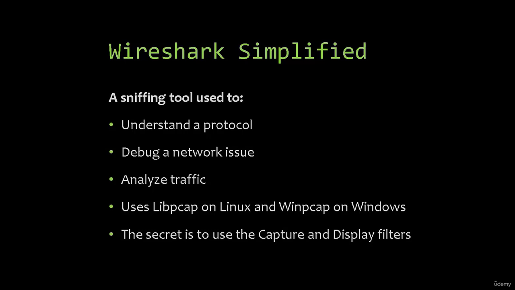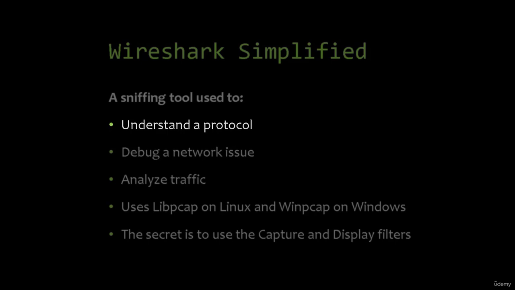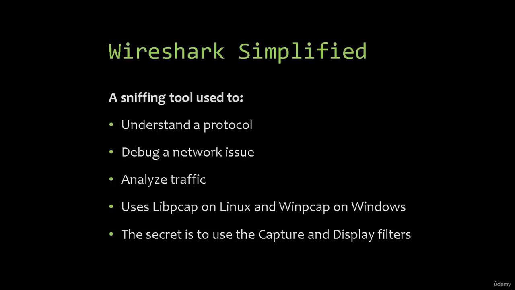I'm sure you've heard about the famous Wireshark network sniffing tool, which is used to understand protocols, debug issues on the network, and of course, analyzing traffic. Wireshark uses libraries on Linux and Windows called libpcap and WinPcap, Linux packet capture and Windows packet capture. As you might have seen before, if you use this tool, you will get lots of traffic. So the secret to effectively using the tool is to use the capture and display filters.